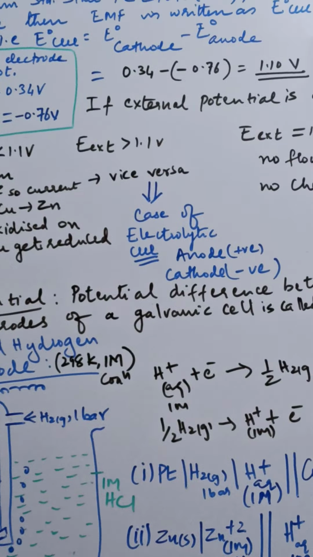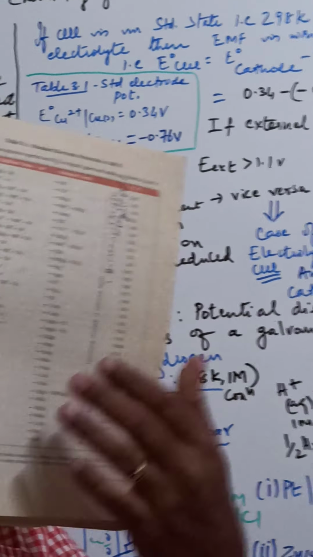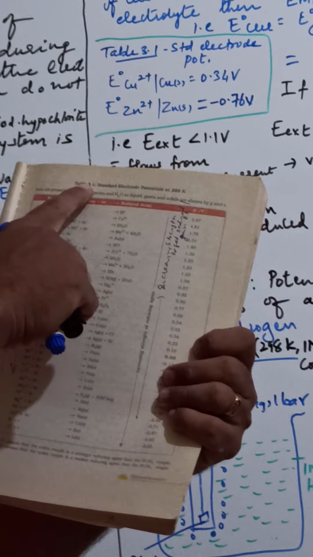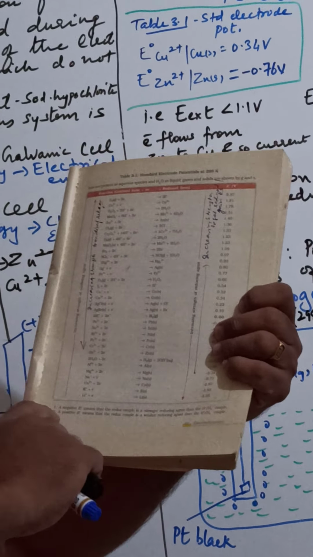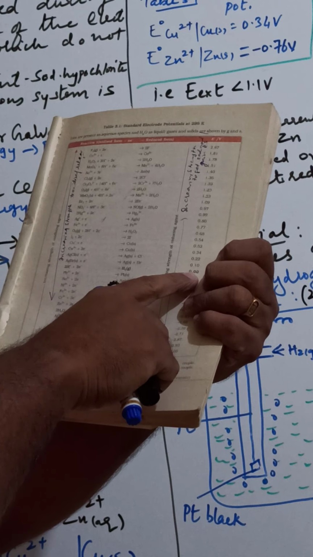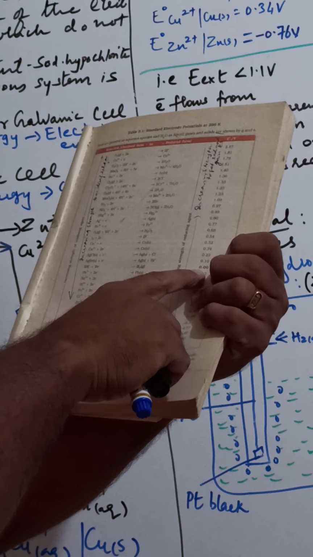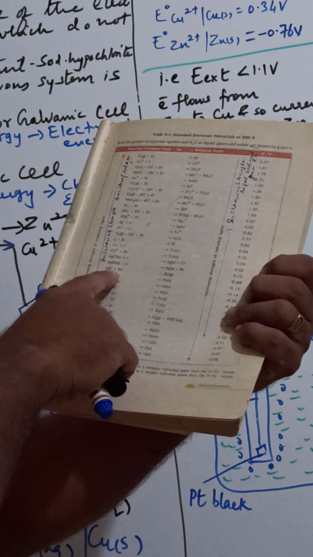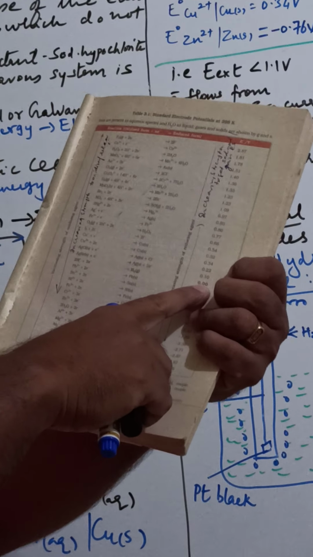So if you go to, my dear students, this is the table there in your textbook, table 3.1. You don't have to zoom it out, let it be as it is. You can see hydrogen is there in the center, and arbitrarily it is given 0.0 volt. We have studied the standard hydrogen electrode also. The voltage is arbitrarily given as 0.0.